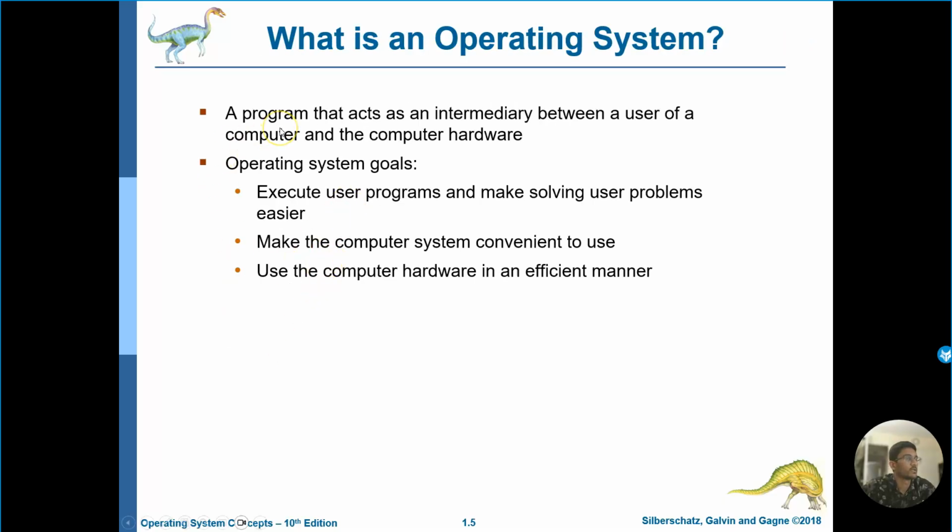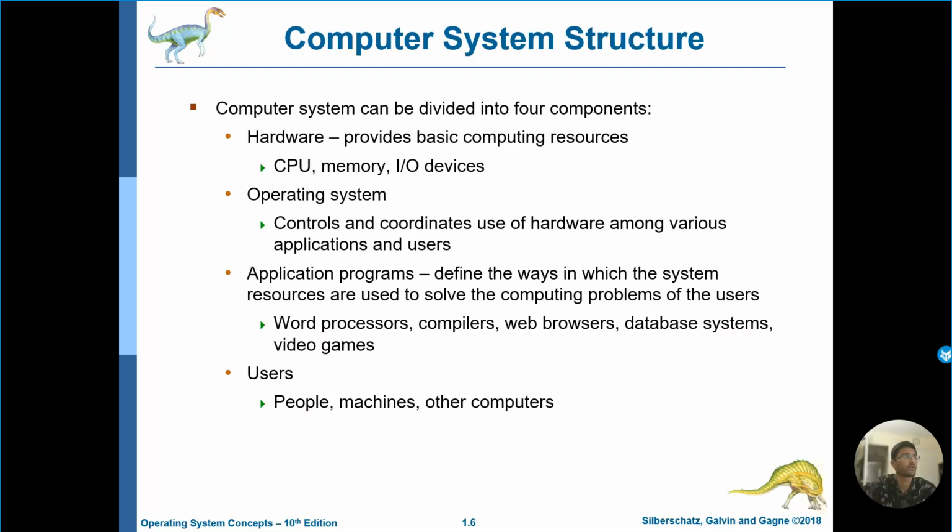More formally, an operating system is a program that acts as an intermediary between a user of a computer and the computer hardware. Okay, so intermediary service, it's in the middle. It doesn't itself do it, but it provides like a liaison, like a bridge between these two things. The goals of an operating system: execute user programs and make solving user problems easier. Make the computer system convenient to use and use the computer hardware in an efficient manner.